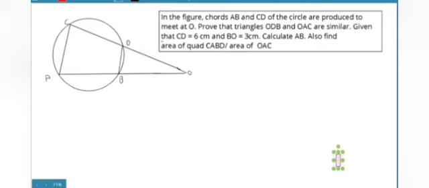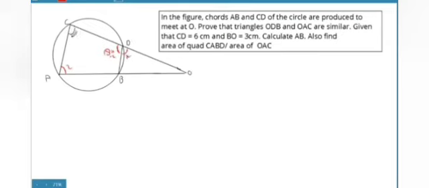Now we have a new question. In the figure, chords AB and CD of a circle are produced to meet at O. Okay. So here we can see that ACDB is a cyclic quadrilateral. If this is a cyclic quadrilateral, then the opposite angle sum will be 180. So if I am taking this angle as X, then this angle will be 180 minus X, or we can write this exterior angle as X.